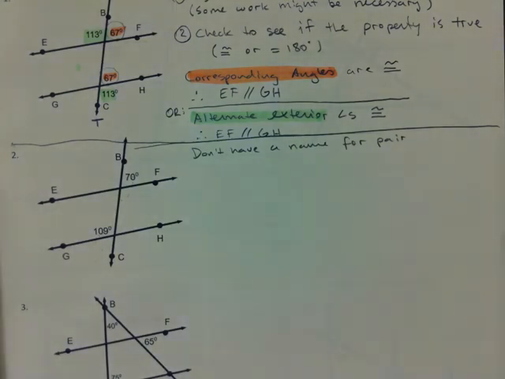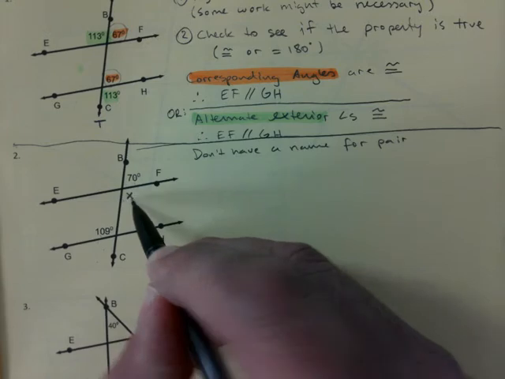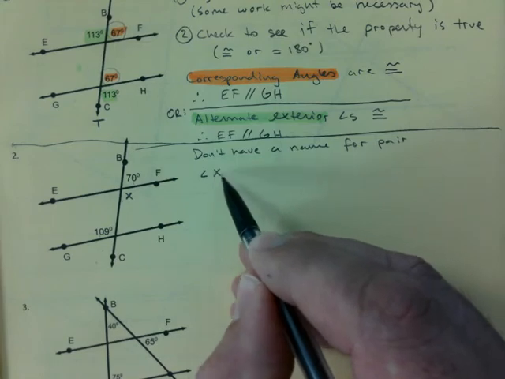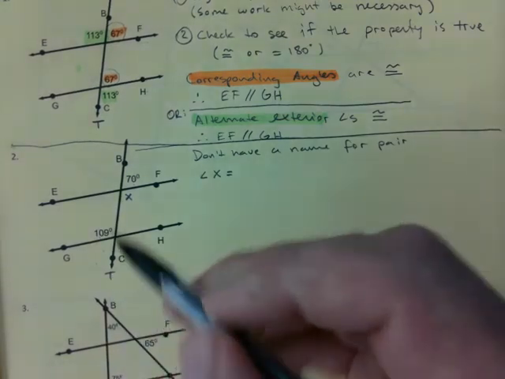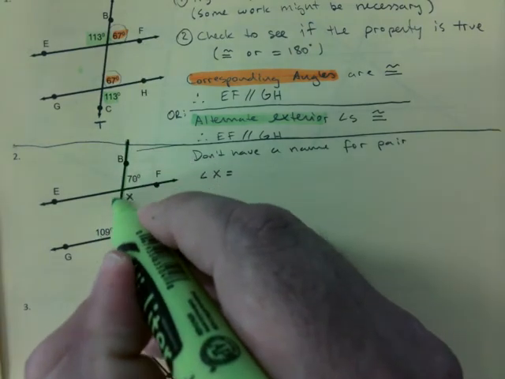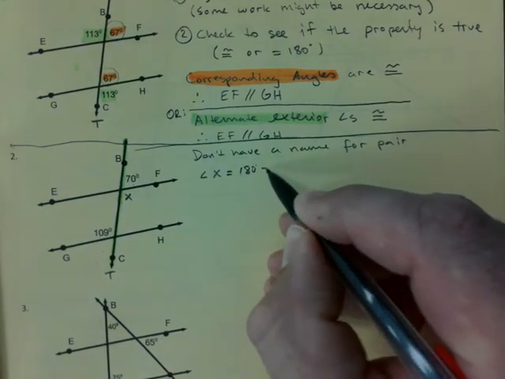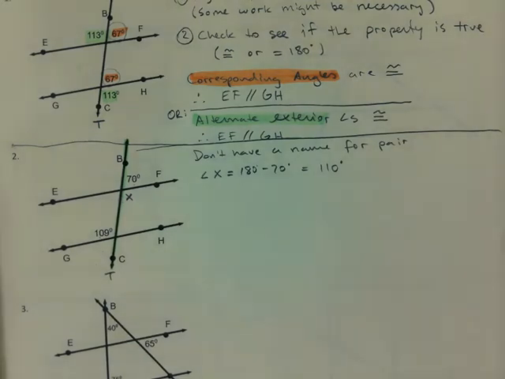So let's do a little bit of work. I will introduce a variable maybe. I'll call this angle X. So my first step is going to be, angle X, how would I find that? What is this? Straight line, right? Also known as a transversal in this case. So it's just 180 minus 70. That's 110 degrees. Let's write it in there. Why not?